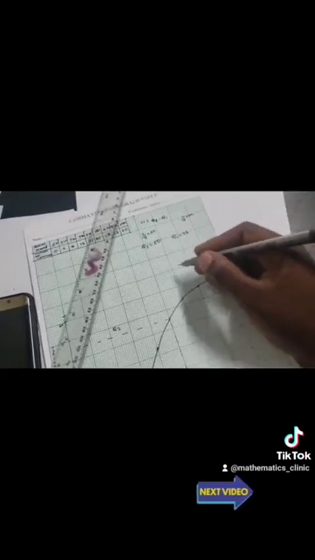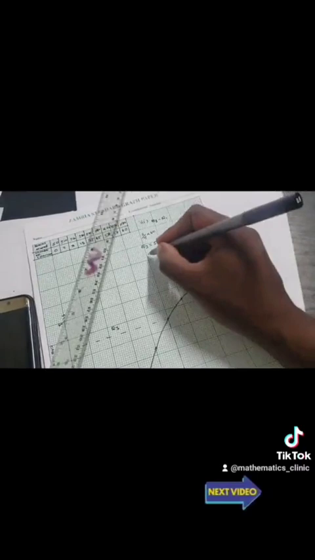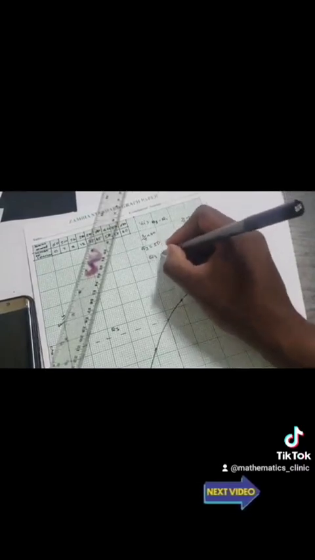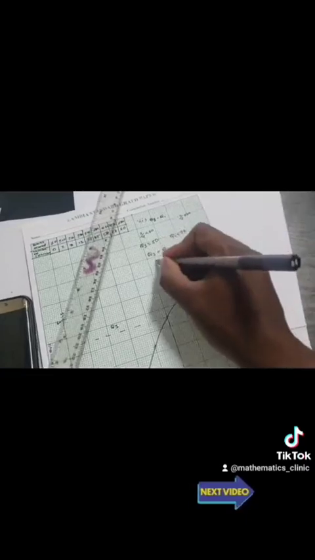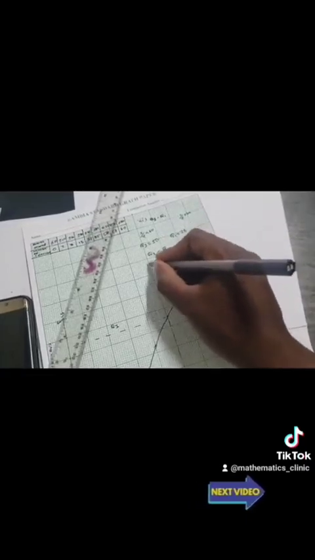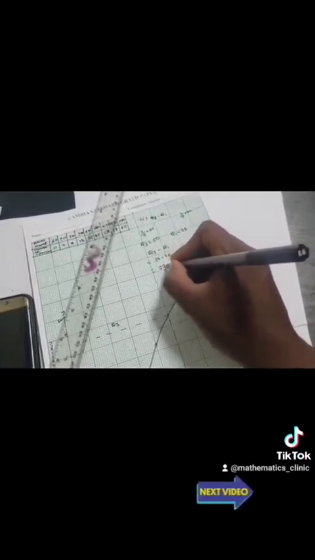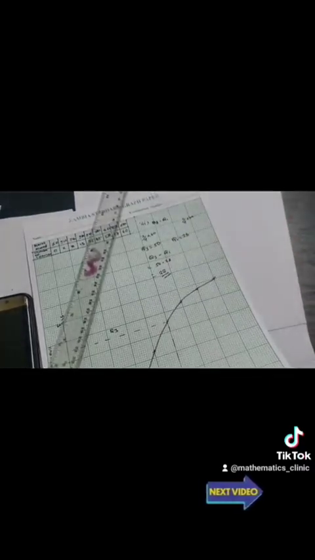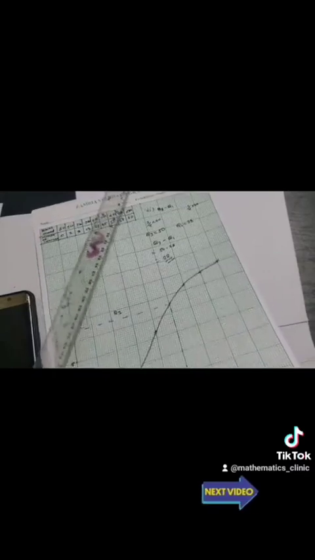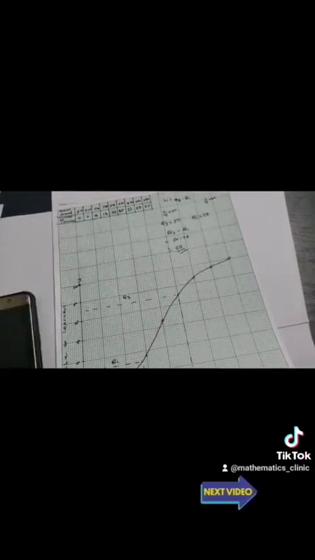So for us to find now the interquartile range, we are going to say Q3 minus Q1, which is 50 minus 28, which will give us 22. So our interquartile range is 22. Now we found the mean, right? So the next thing that we need to find now is the variance.